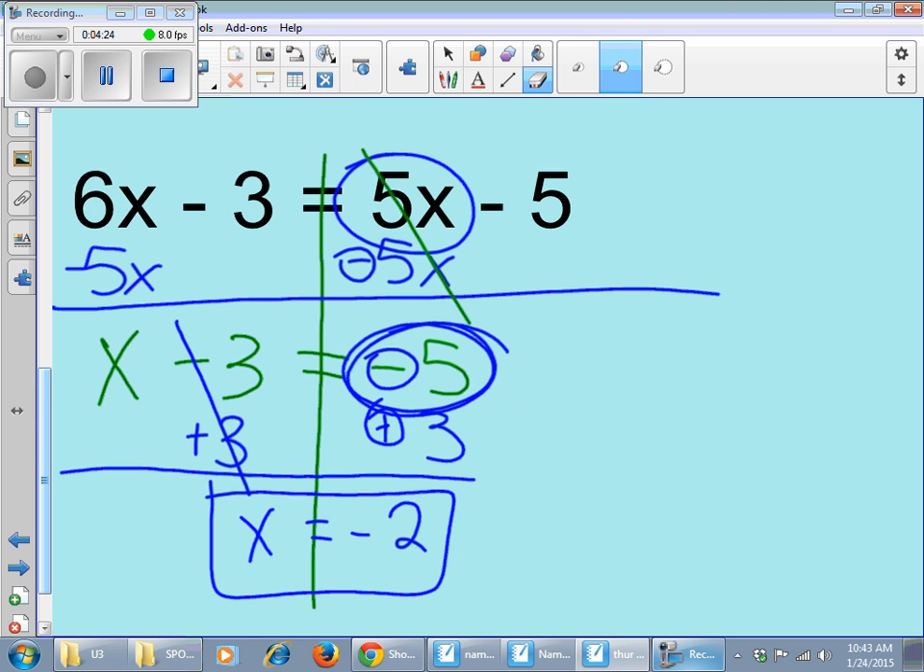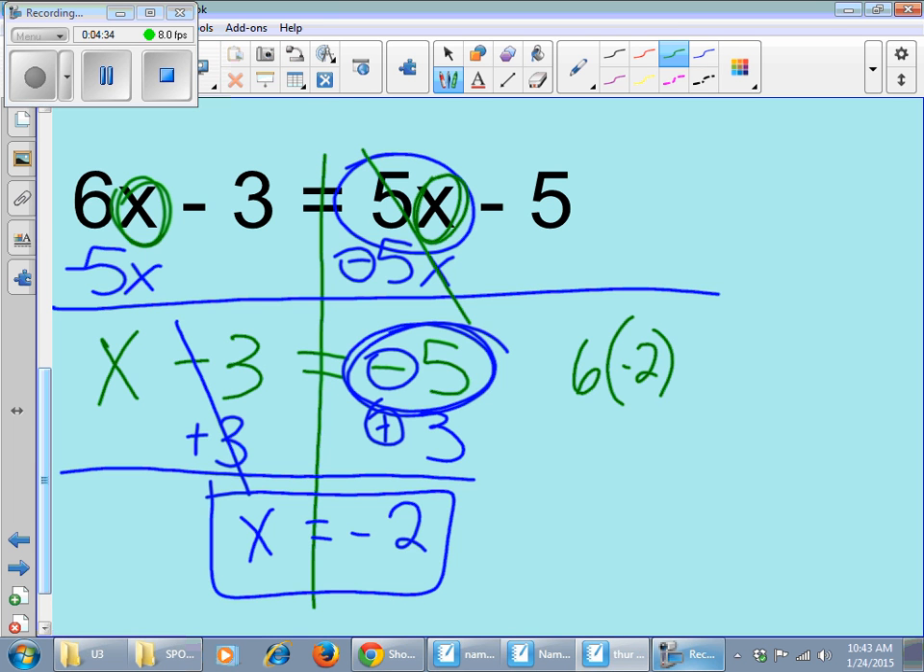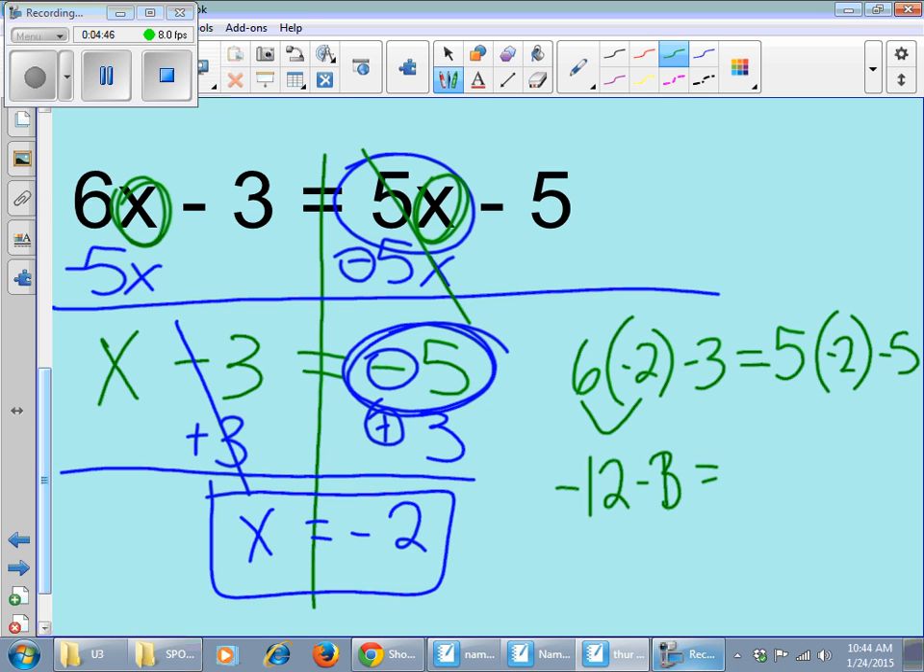I should be able to check if x is -2. I should be able to plug in a -2 in place of both of these initial x's, and both sides should be equal. 6 times -2 minus 3 should be equal to 5 times -2 minus 5. Well, 6 times -2 is -12 minus 3, equals 5 times -2, which is -10, minus 5.